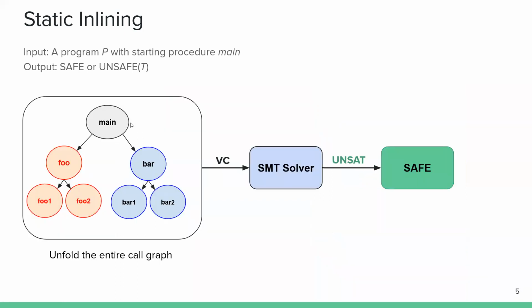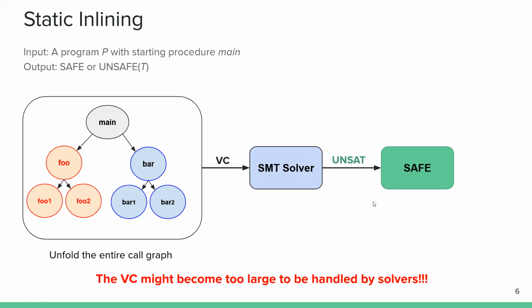So I show the call graph of the function here. Main calls foo and bar, foo calls foo1 and foo2, and bar calls bar1 and bar2. In static inlining, we unfold the entire call graph and construct a gigantic VC. This VC is fed to the SMT solver, and the SMT solver says unsat, and therefore it is safe. The problem is, even in static inlining, since we are unfolding the entire call graph, the VC might become too large to be handled by solvers.